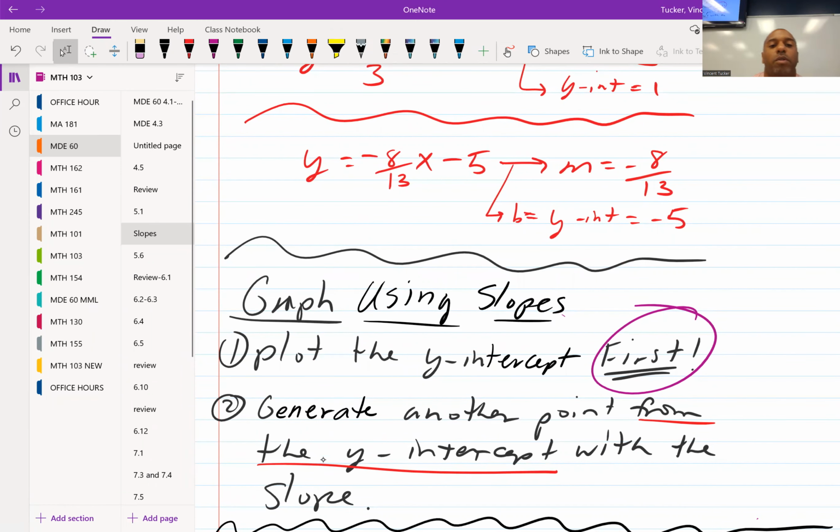Okay. So graphing using our slopes, we're going to plot the y-intercept first. And I'll try to emphasize the first on that. You need a point in order to be able to generate another point using the slope. Remember, your slope is not going to be a point, it's a set of information. Remember, you go up 3, right 4. That's a piece of information. You need a point already on your graph in order to establish another point. So you're going to graph your y-intercept first, and then from your y-intercept, use that information that the slope gave to generate another point.